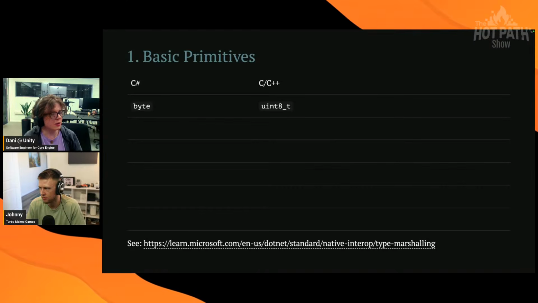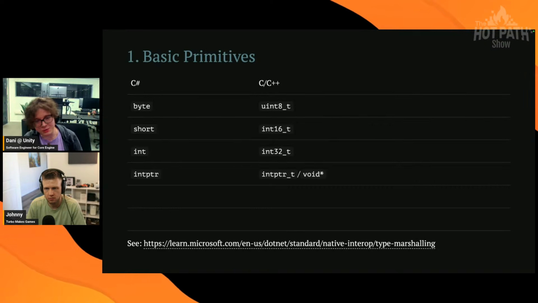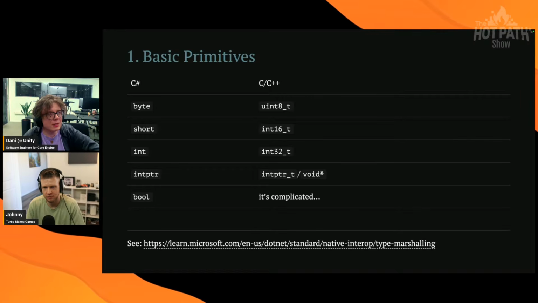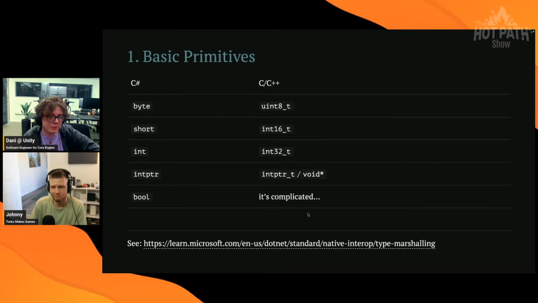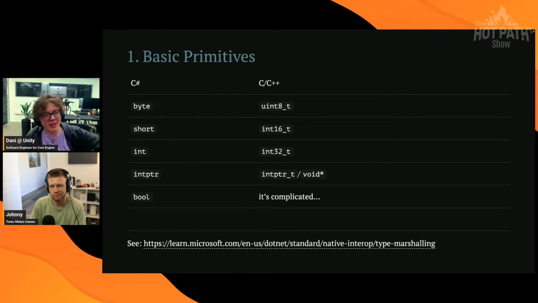Some of the basic things are like byte is a uint8, short is a uint16, int is a and so on. A bool is a little complicated because, unless you're marshalling it, it can actually be different sizes. There's this here that you can read in order to understand. By default, a bool is marshaled as an int, because that is how it was back in C days. But technically it's not, because in C# it is still going to be 1 byte. So it's a little complicated.